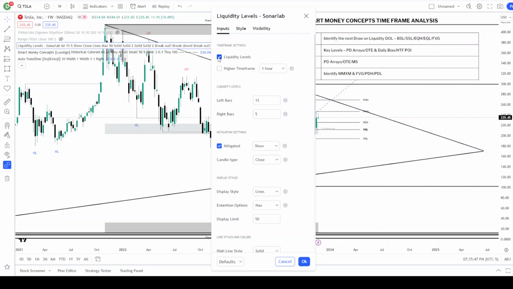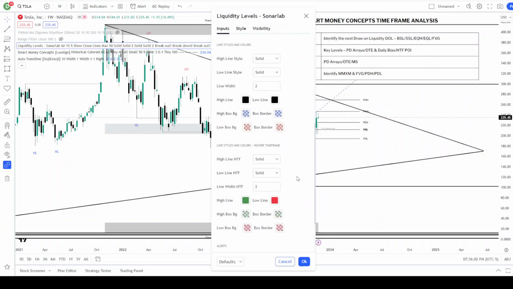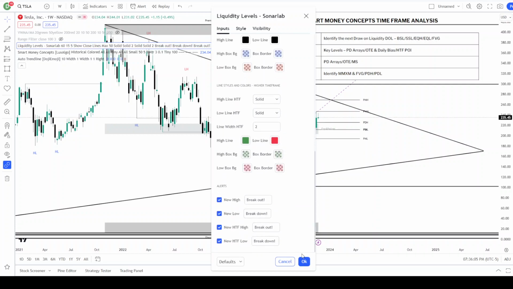It's going to map out the liquidity levels, leave these the same. It'll show whether those levels have been mitigated or not with candle closes. There's some other settings you can check. It'll give you your high and your low levels. It can also give you boxes if you choose that. So there's just some different settings that you can pick.